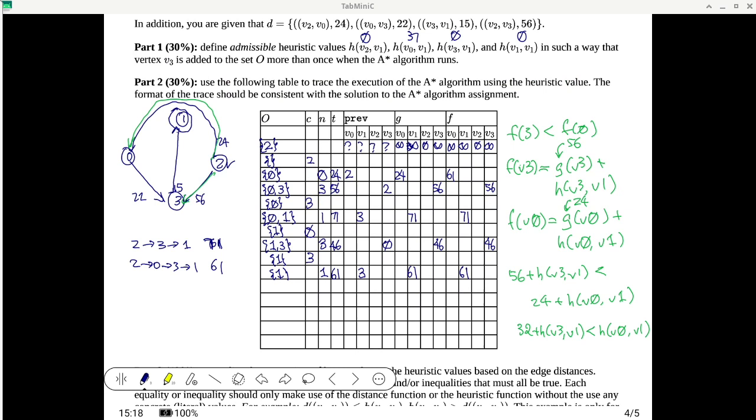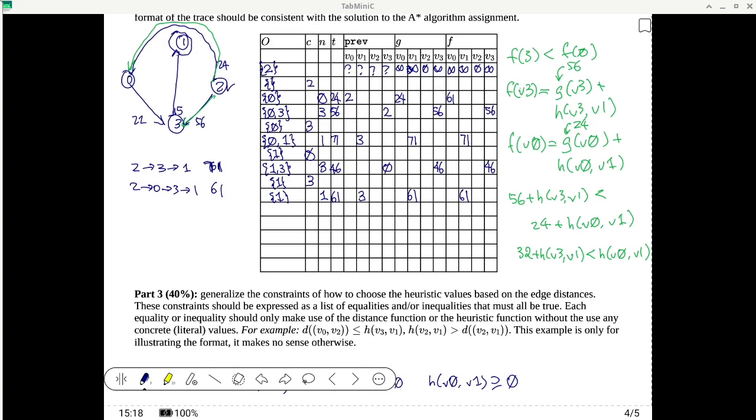So looking at the graph here, in order for A star to work, the heuristic value cannot overestimate. It can underestimate by a lot, but it cannot overestimate. So that means here we have to cap what each heuristic value can be. We'll work with one at a time.